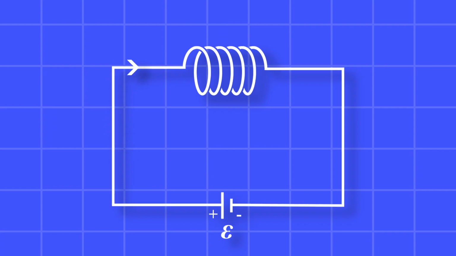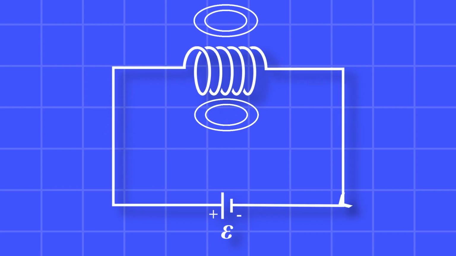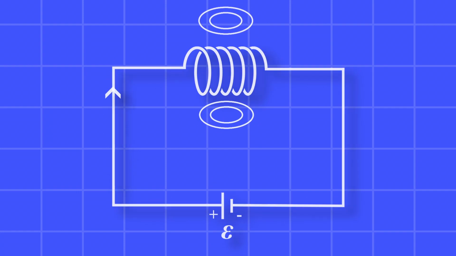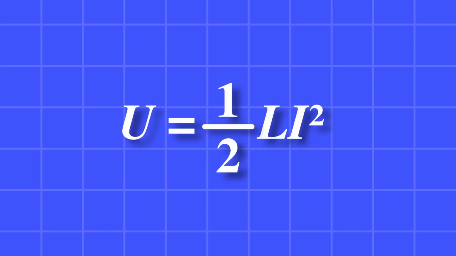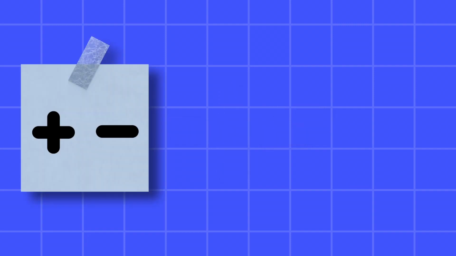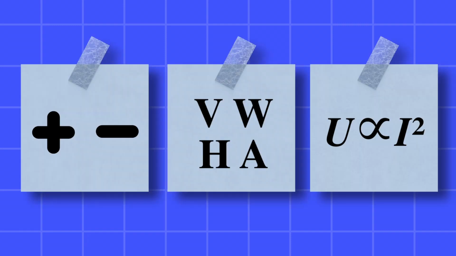To summarize, inductors fight changes in current, generating an EMF that opposes them. Rising current stores energy as 1/2 LI². Falling current returns that energy to the circuit. Keep an eye on signs, units, and the I² relationship, and you'll master any inductor energy question.